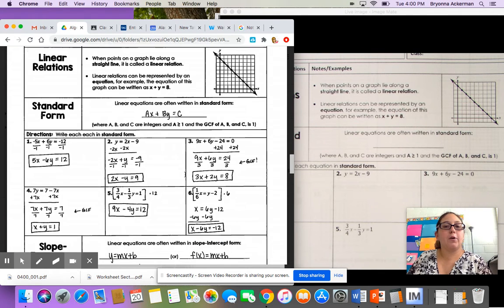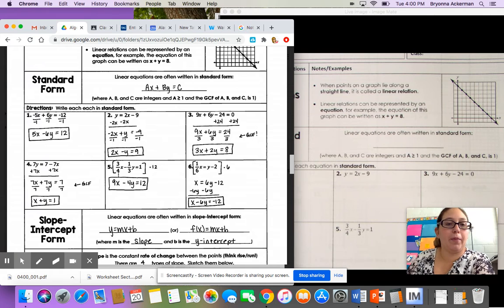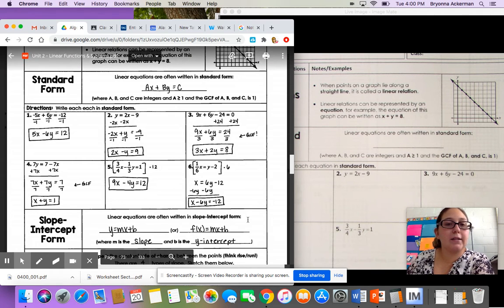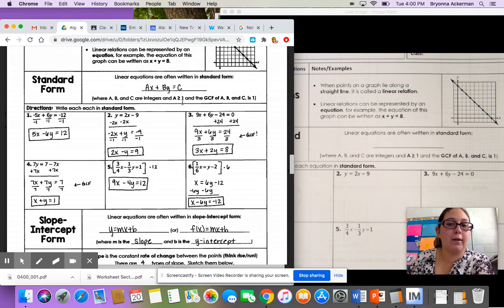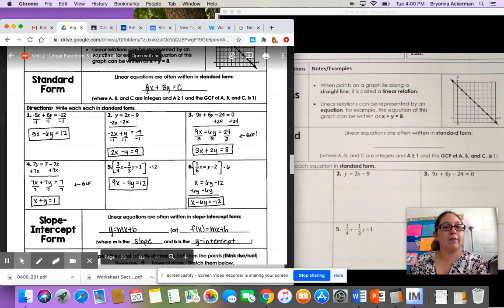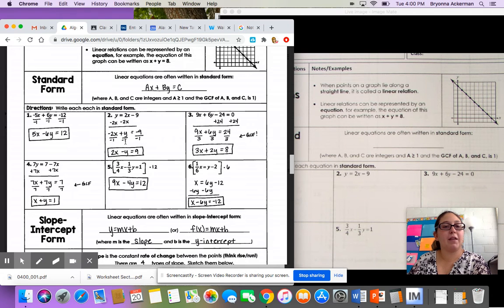Okay, and so I have some examples here that we went through. But what's important to know is that you need to make sure A is greater than or equal to 1, so it cannot be negative, okay? So if A, the number in front of x, is negative, then you would need to divide, like number 2, you need to divide everything by negative 1. By doing that, it makes it positive, and so as long as A is positive, you're good.